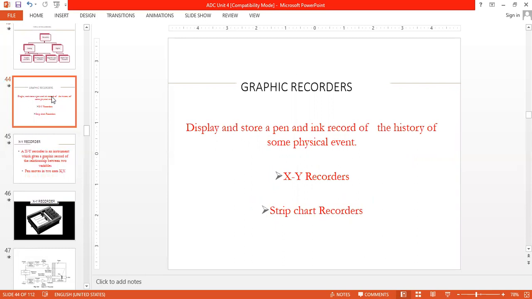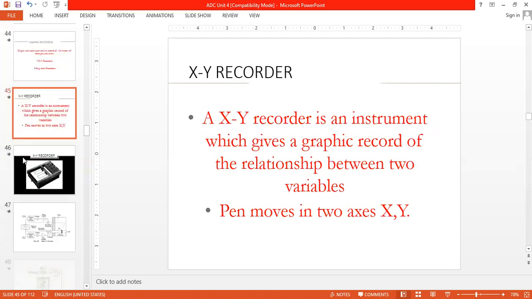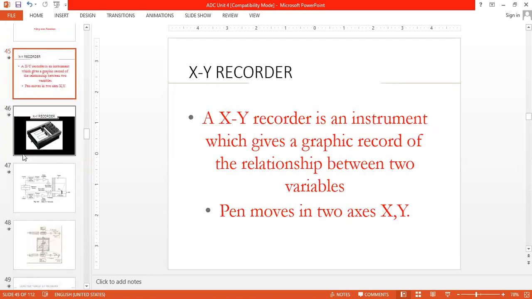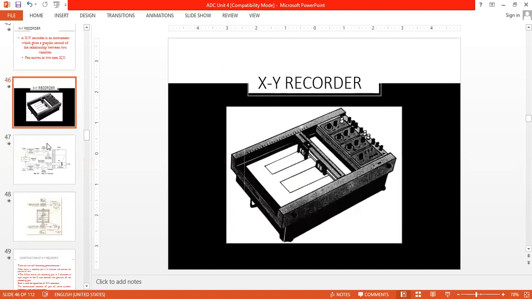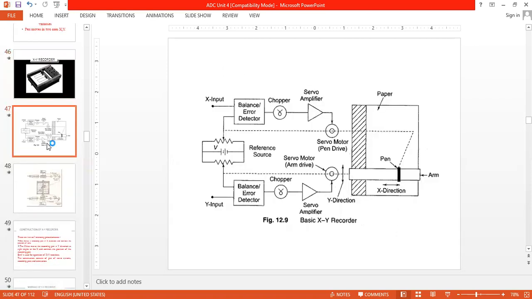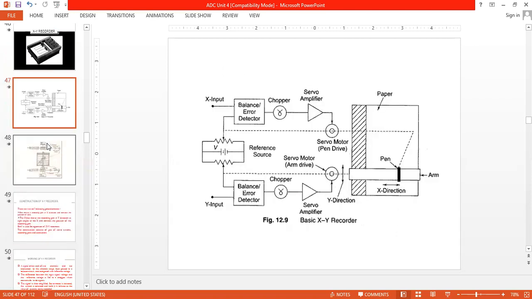Graphic recorders display and store a pen-and-ink record of the history of some physical event. These are the X-Y recorder and strip chart recorders. The X-Y recorder is an instrument which gives a graphic record of the relationship between two variables. The pen moves in two axes, X and Y. This is the model, and this is the block diagram of the X-Y recorder.